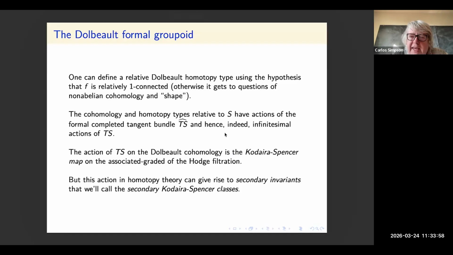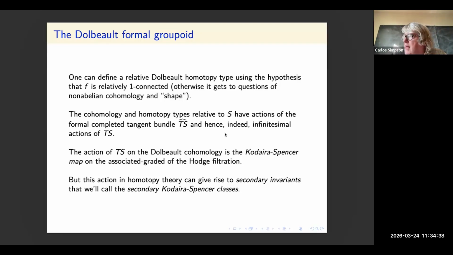But then what we can do is again define the relative Dolbeault homotopy type rather than de Rham. For this to exist, you really want F to be relatively one connected. We'll see a little bit more precisely that in a minute. And then now, whereas before we had a Gauss-Manin connection, so it meant that the de Rham stack downstairs was going to act on the family of de Rham homotopy types upstairs. Now the Dolbeault stack downstairs acts on the family of Dolbeault homotopy types upstairs.